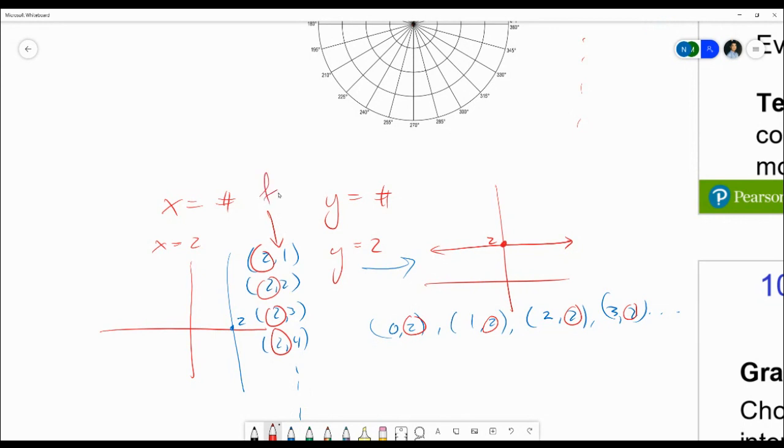This is your free variable. It's free to be whatever number you want it to be. X is not a free variable. It has to stay fixed at 2. Okay, so over here, x is my free variable. Okay, so think of that.